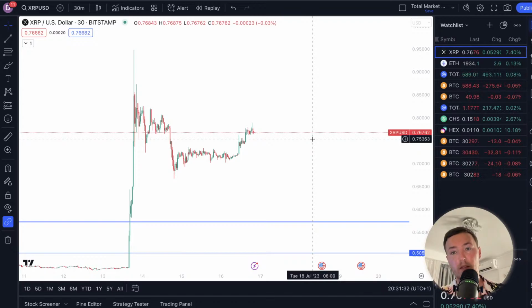Opinion on the fear and greed index. The fear and greed index is actually a really, really good indicator for gauging the market, where we are in the market.